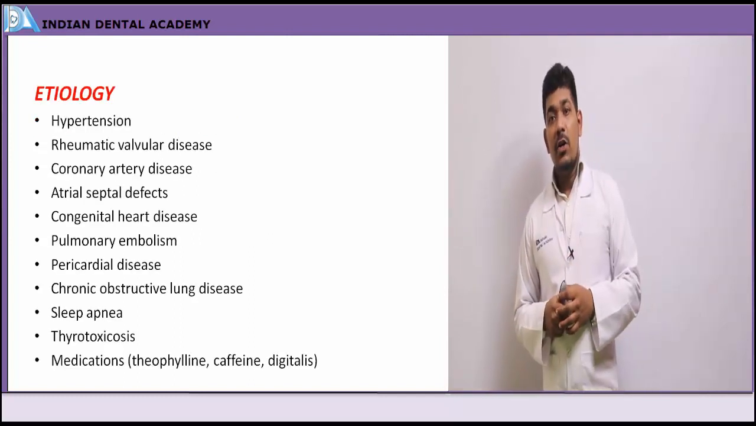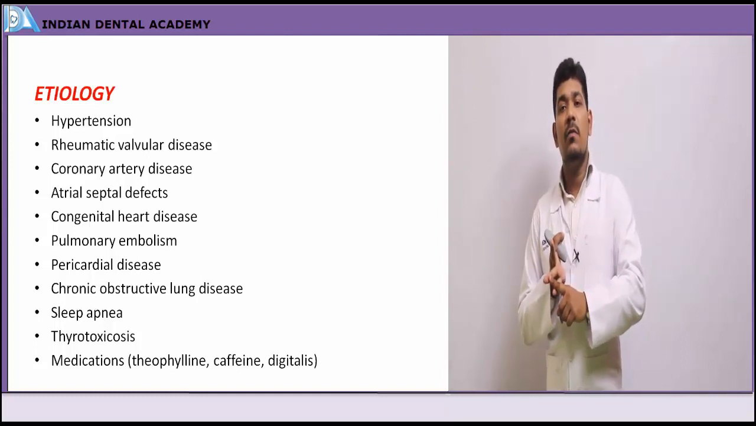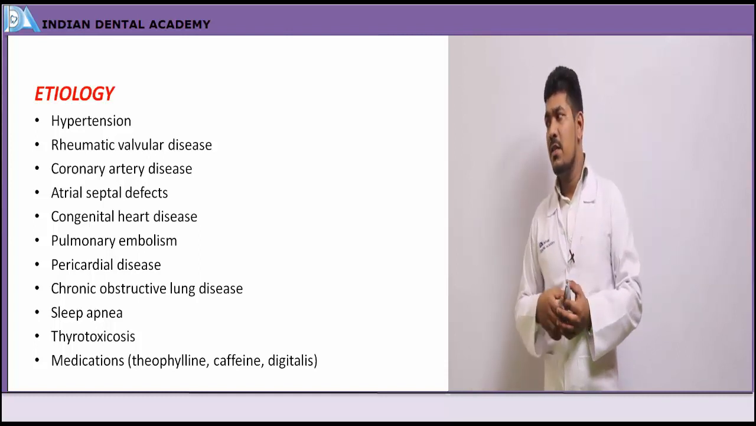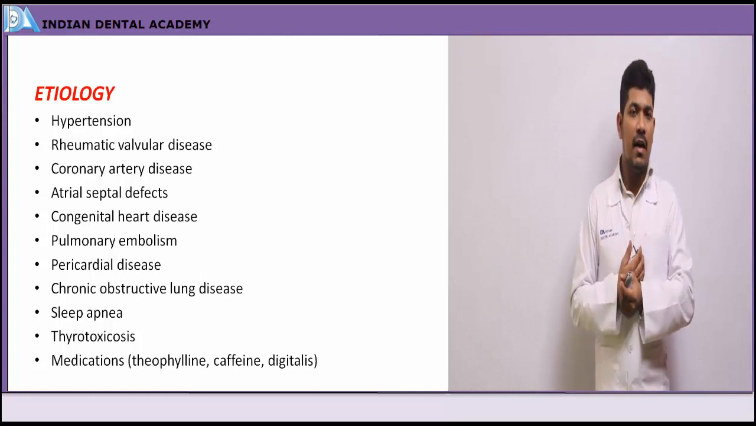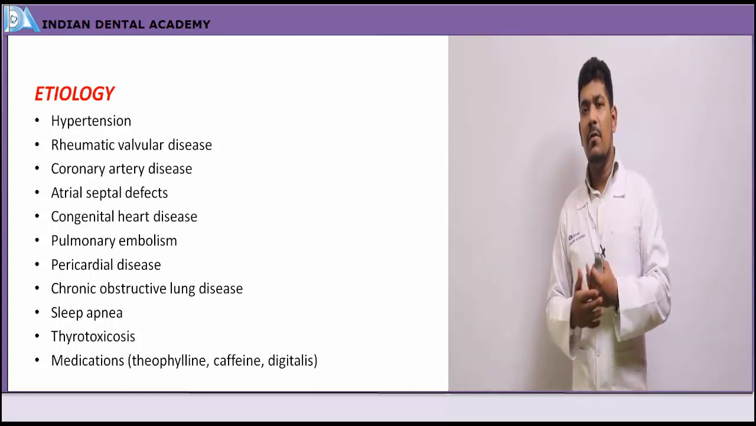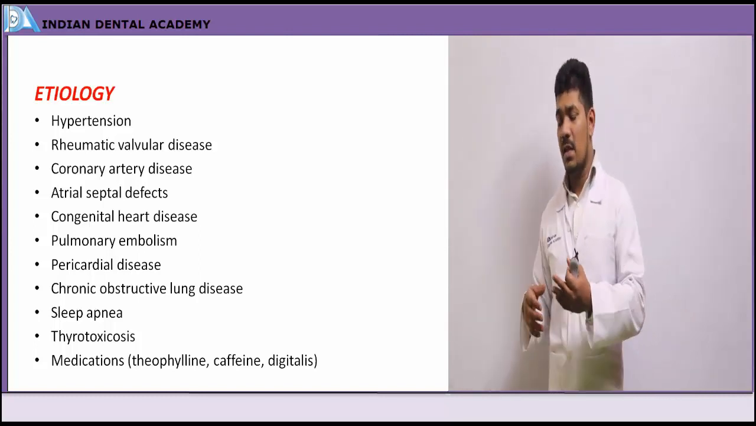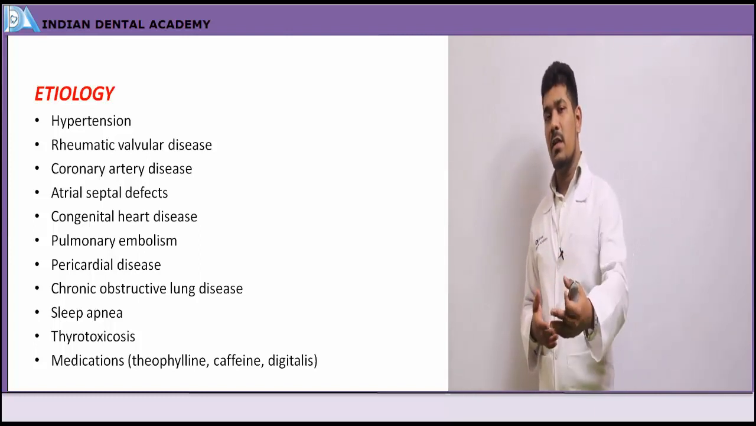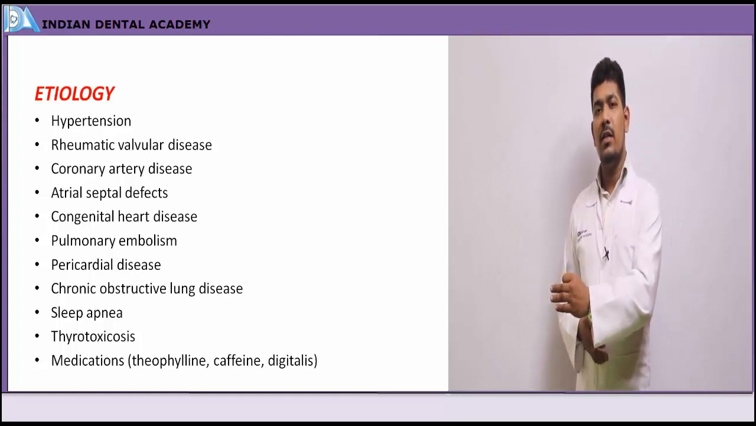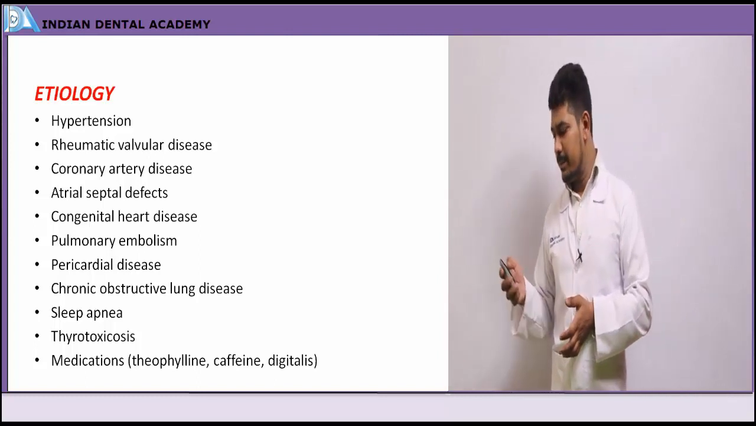What is the etiology of arrhythmia? Anything and everything which produces a disbalance or a lesion within the cardiac system, starting from a simple hypertension, rheumatic valve disease, your coronary artery disease, your pulmonary hypertension, anything which relates to the CV system, and even a few cases of the respiratory system such as your sleep apnea or your chronic obstructive lung disease will result in arrhythmia or will increase the probability of the patients going into arrhythmia.